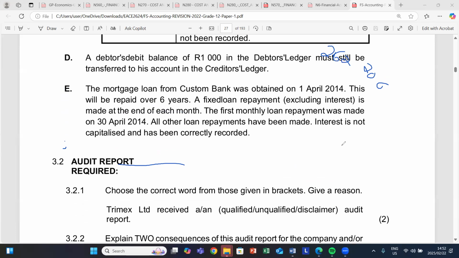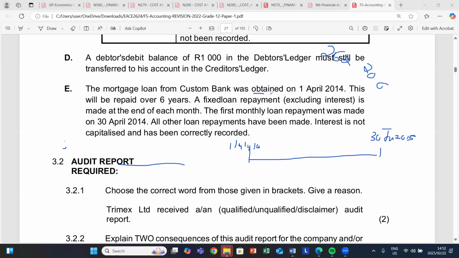Before we do that, let's start by drawing our financial year. We said that it started on the 1st of July 2014, right? And then it will end when? On the 30th of June 2015, right? And then let us check it.